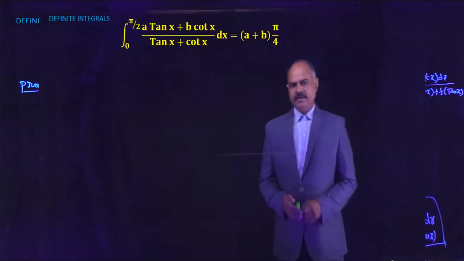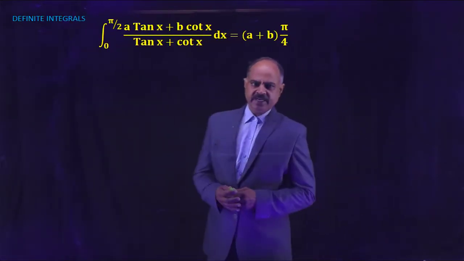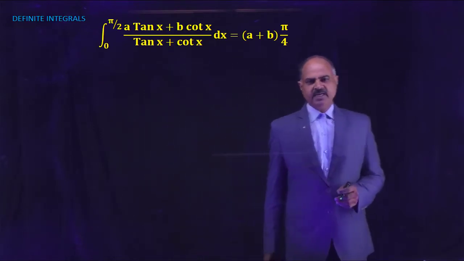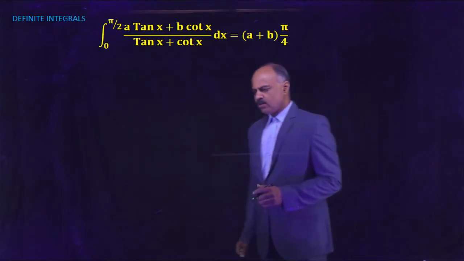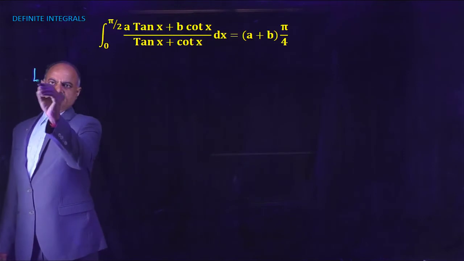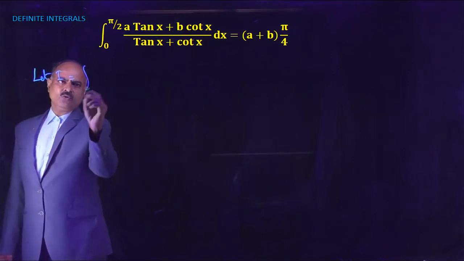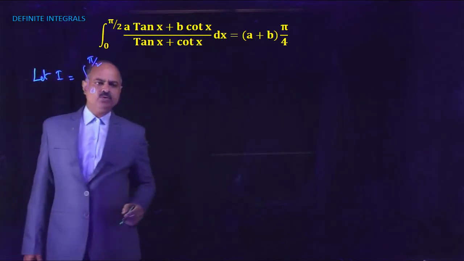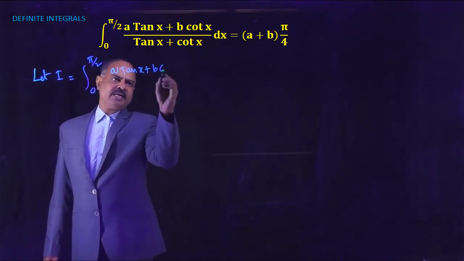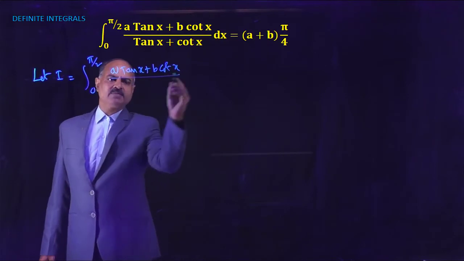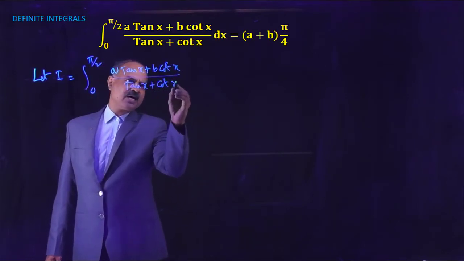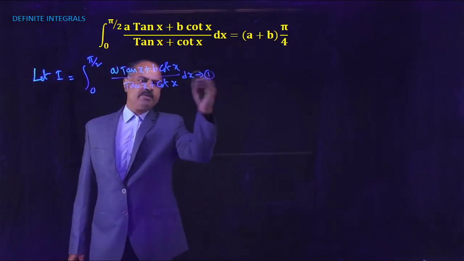Next formula: integral 0 to pi by 2 of (a tan x plus b cot x) by (tan x plus cot x) dx equals (a plus b) into pi by 4. Let I be equal to integral 0 to pi by 2 of (a tan x plus b cot x) by (tan x plus cot x) dx. This is equation number 1.